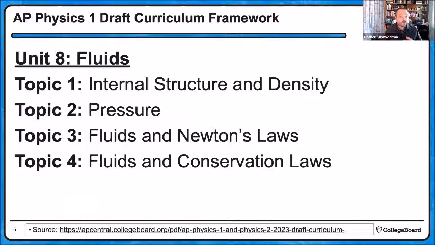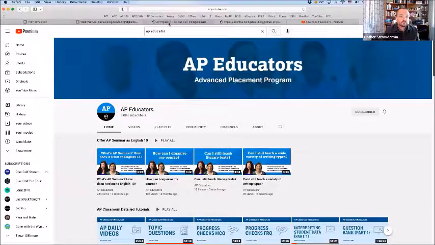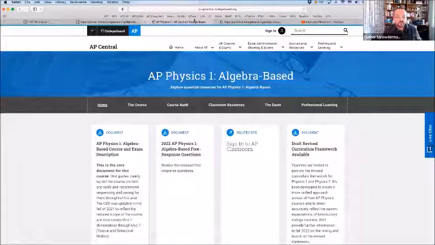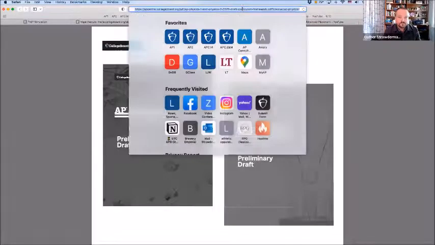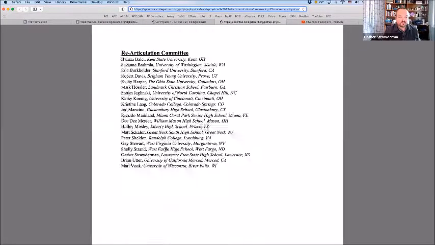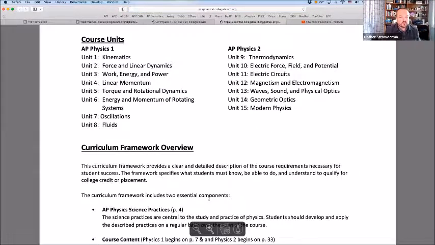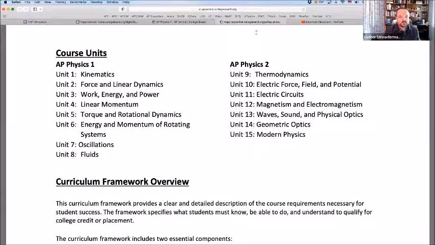If we look at the new curriculum framework that's posted on the AP Central site, it's going to be unit number 8. I'm going to switch over real quick and show you the table of contents for that. And I'll post in chat this link real quick. So this is the draft curriculum framework. And if I scroll down a bit, I'm going to get to the unit outline. And you'll notice that unit 8 is going to be the unit on fluids.